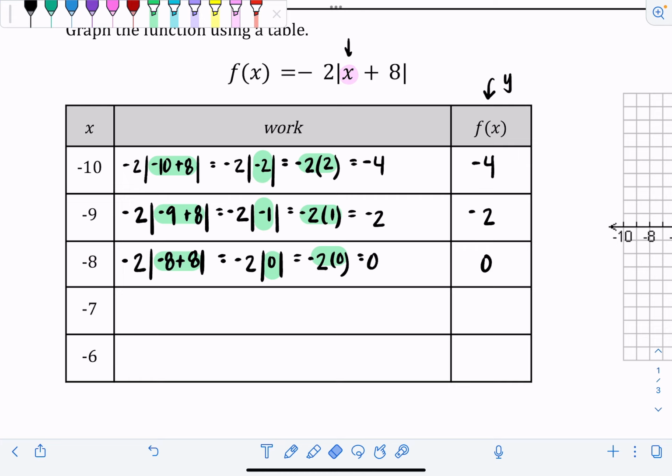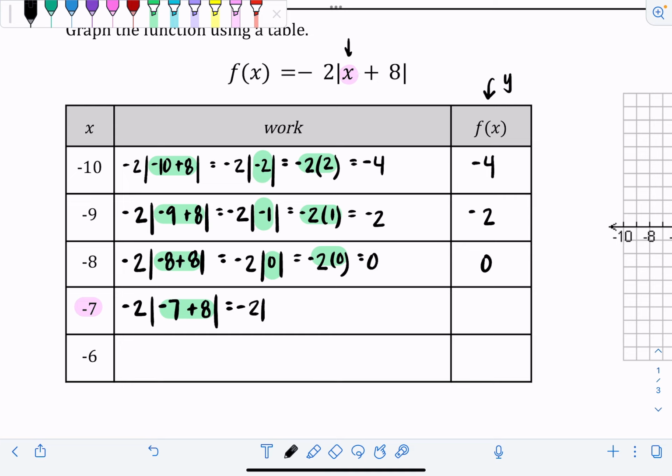And then next we'll use -7. So I have -2 times the absolute value, -7 goes in for x plus 8. And then we'll add inside of the absolute value bars. So it'll be -2 times the absolute value of -7 plus 8 is a +1.